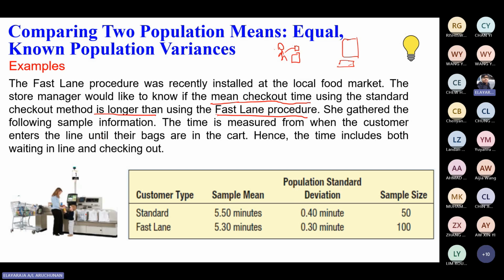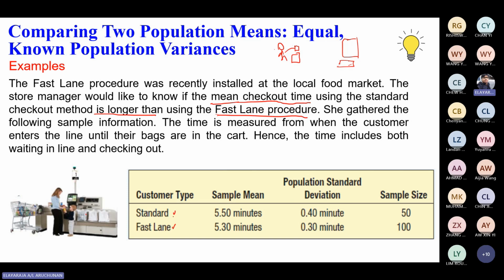So that means this entire time. Okay, now we have some information based on these events and the managers have collected. And as we all know, the population standard deviation is already given, and then the sample mean, and the customer, we need to know that because our objective is we need to evaluate whether the standard checkout method is longer than using the fast lane method. So we just simplify it to the standard and then the fast lane.